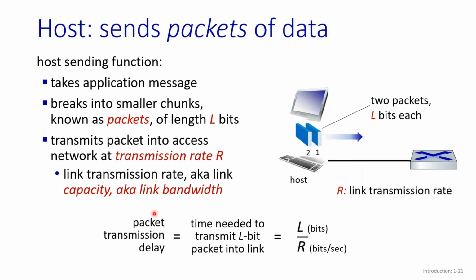Okay, so in order to find out the packet transmission delay, we divide L, the length of the packet, by R, the link transmission rate. So the time needed to transmit L bits of a packet into the link is L over R.